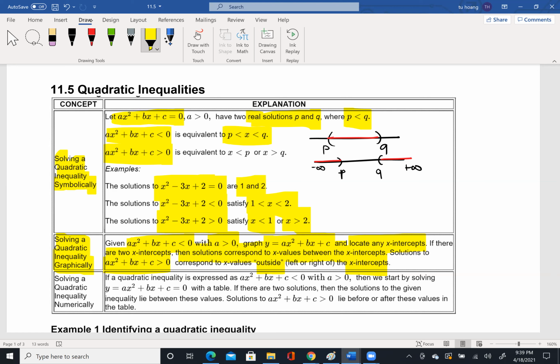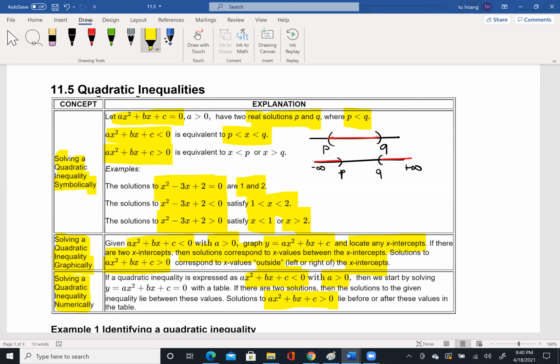And the last method is solving a quadratic inequality numerically. If a quadratic inequality is expressed as ax squared plus bx plus c less than 0 with a greater than 0, then we start by solving ax squared plus bx plus c equal to 0 with a table. If there are two solutions, then the solutions to the given inequality lie between these values. Solutions to ax squared plus bx plus c greater than 0 lie before or after these values in the table.